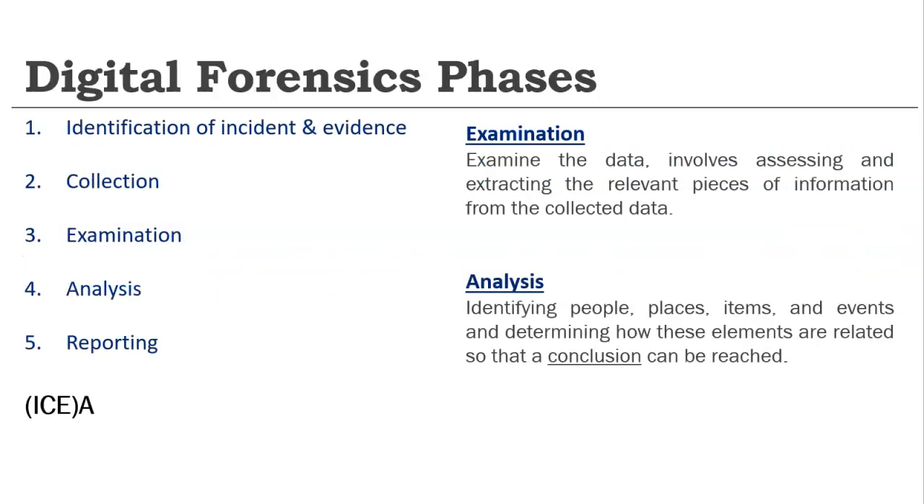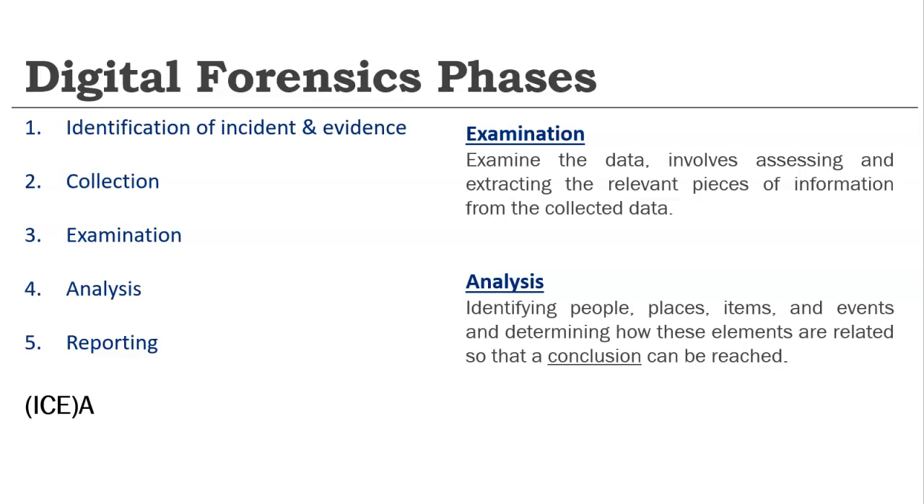There are some phases of digital forensics. First is identification of the incident and evidence. This is very important. Some crime has happened, whether it is a digital crime or a normal crime. First, someone reports or identifies that the incident has happened. Then the next step is collection. The team goes and collects the evidence. Next phase is collection of the evidence. Third is examination, fourth is analysis, and fifth is reporting.